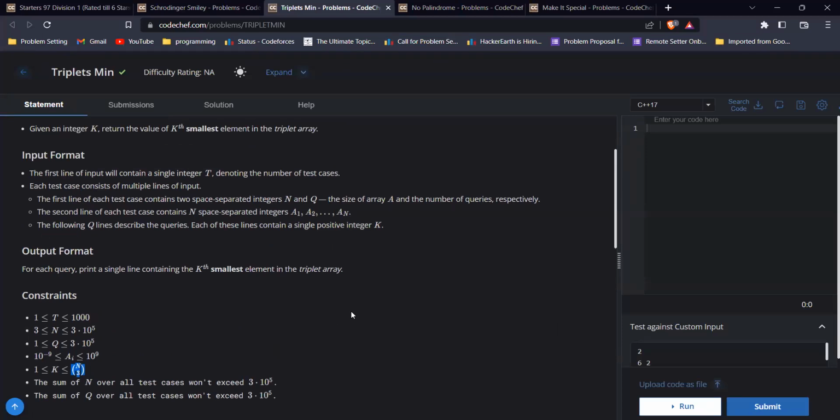nC3 is nothing but the number of ways you can select 3 integers. If you're given n balls, the number of ways that you can select 3 balls out of those n balls is nC3.